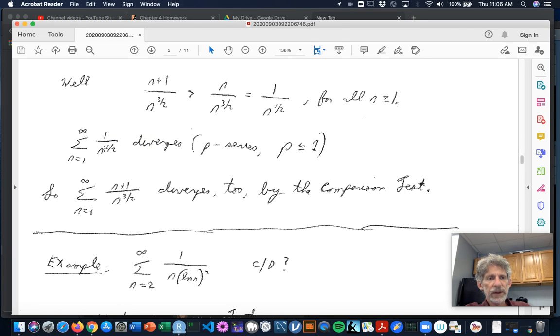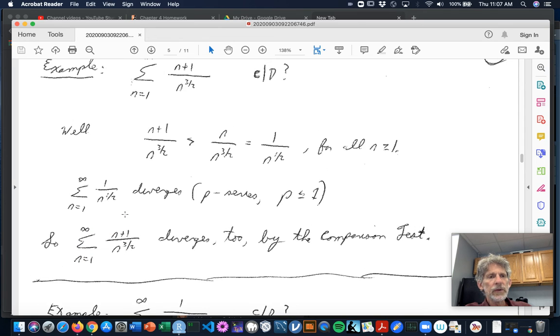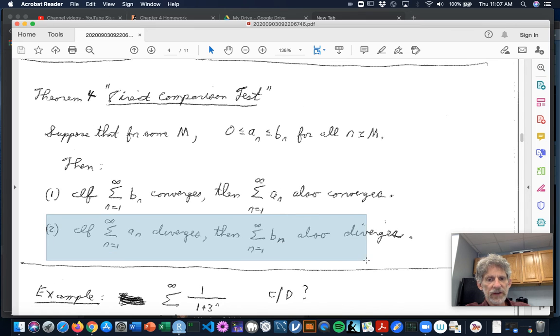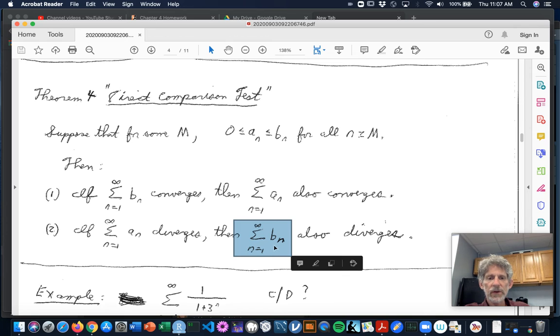Well, that diverges because that's a p series where the p is a half, which is less than or equal to 1. So this diverges. Therefore, my infinite series diverges. I am using, this time, the second part of the direct comparison test. This time, my bn's were the terms of my actual series I was curious about. And the an's were the 1 over n to the 1/2 that was smaller. The sum of the an's was infinite. Therefore, the sum of my bigger terms was also infinite.